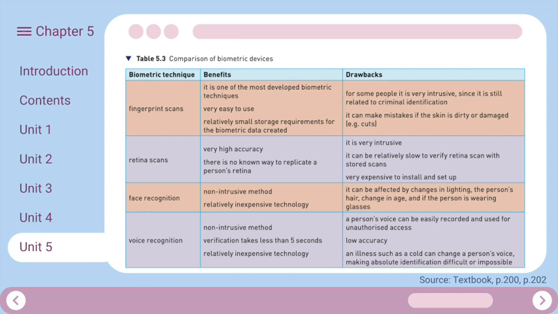Second, biometrics. Biometrics can be used in much the same way as passwords, as a way of identifying a user. Biometrics relies on certain unique characteristics of human beings. Examples include fingerprint scans, retina scans, face recognition, and voice recognition. You can compare them with this table.